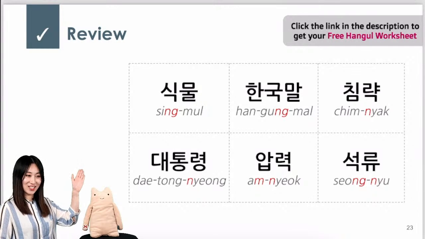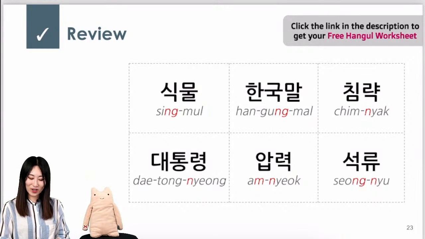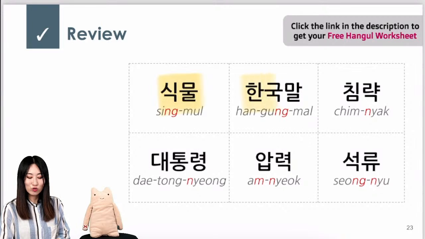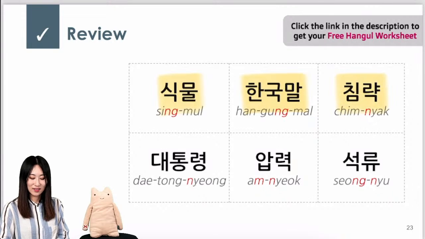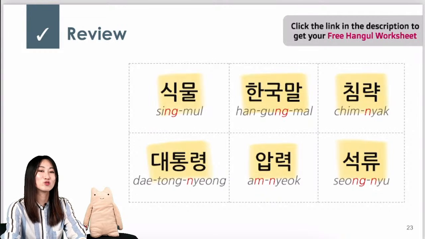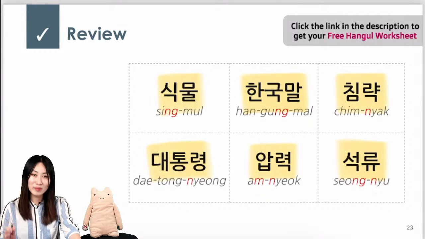Okay, so here we go. We have more examples. 식물, 한국말, 침략, 대통령, 압력, 석류. Are you okay with this? Now, do you remember the meaning of these words?